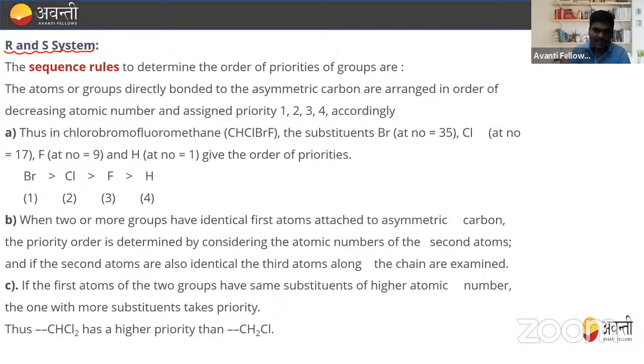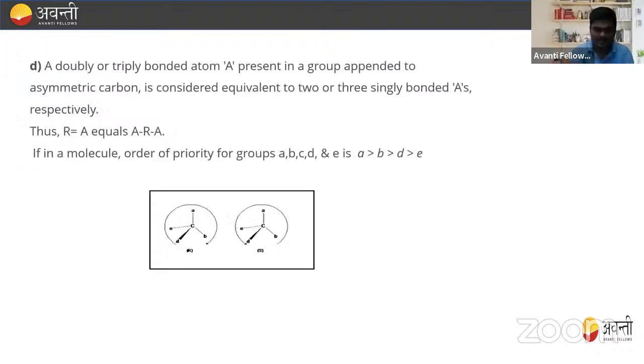When two or more groups have the identical first atom attached to the asymmetric carbon, the priority order is determined by considering the atomic number of the second atom. And if the second atoms are also identical, the third atoms along the chain are examined. If the first atoms of the two groups have the same substituent of higher atomic number, the one with more substituents takes priority. The CCl3 has a higher priority than the CH2Cl.